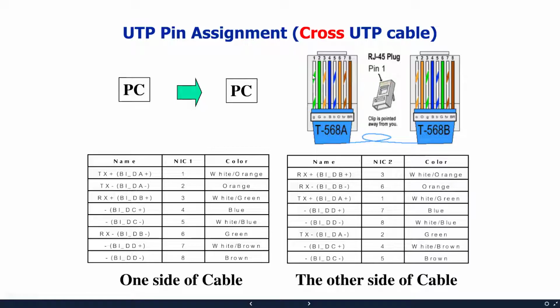So it comes with a 1236 configuration where the 1 is connected to the 3 of the other end. The 2 is connected to the 6 of the other end, and the 3 is connected to the 1 of the other end, and the 6 here is connected to the 2 of the other end. That's why it's called crossover cable.